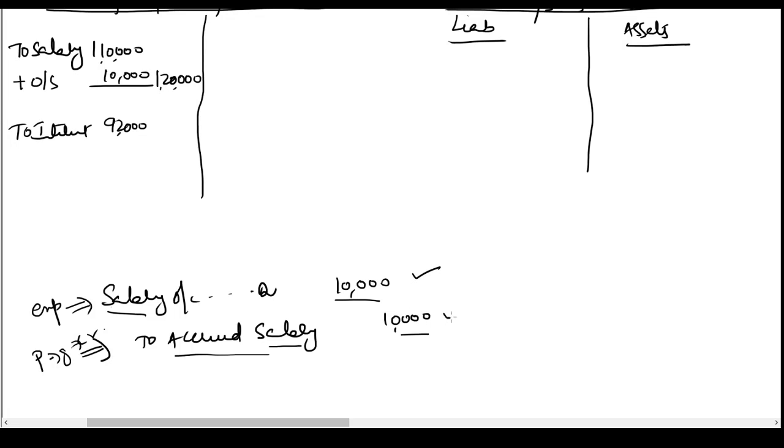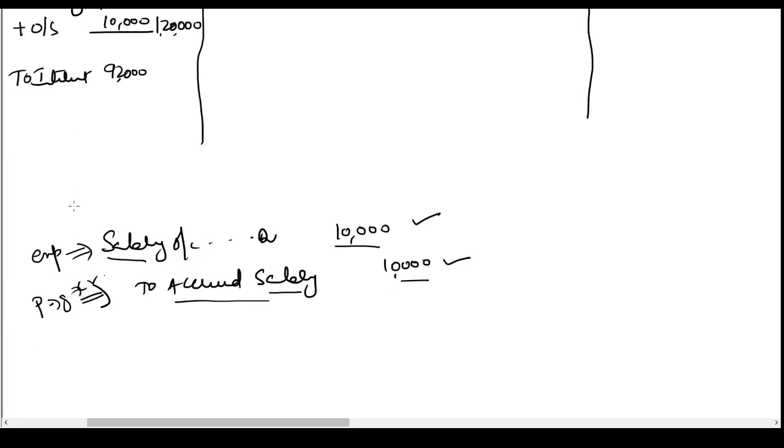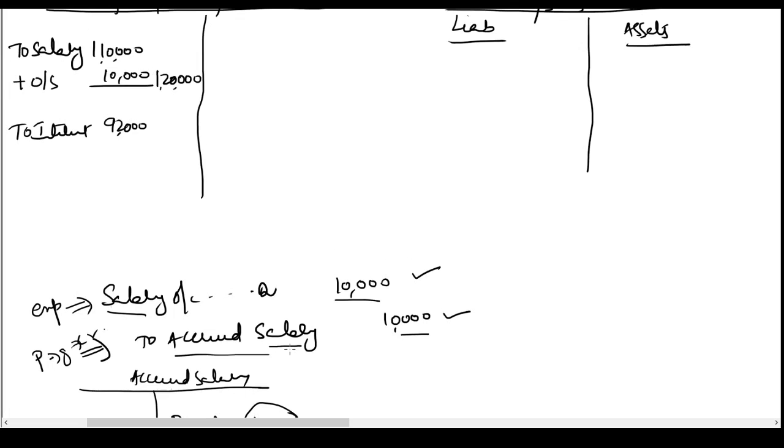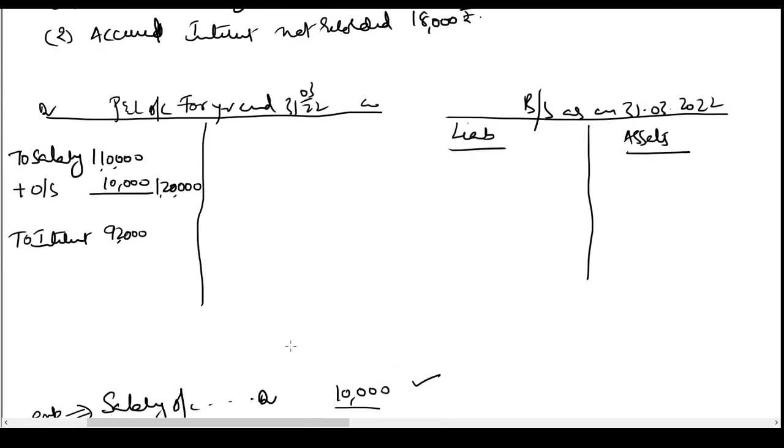Now what is the impact of the credit? Because of this entry, in the background a new account will get opened: accrued salary account. And you will credit it by salary 10,000. Now this account is showing a credit balance. This is a personal account showing a credit balance. The business owes money to the employees. So till the time we repay the money, we are going to show it in the balance sheet liability side, 10,000 rupees.